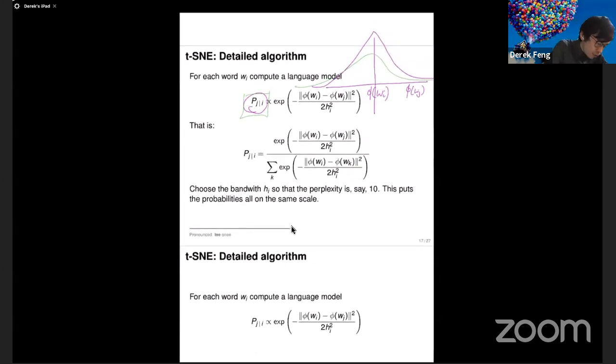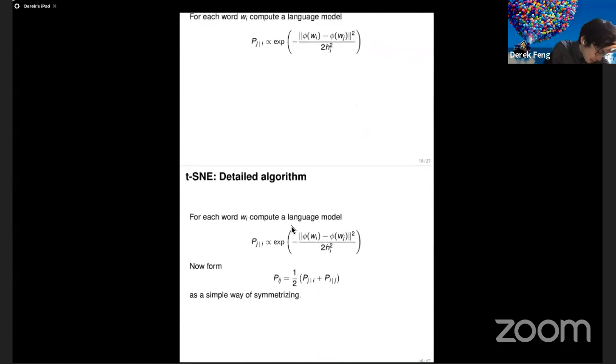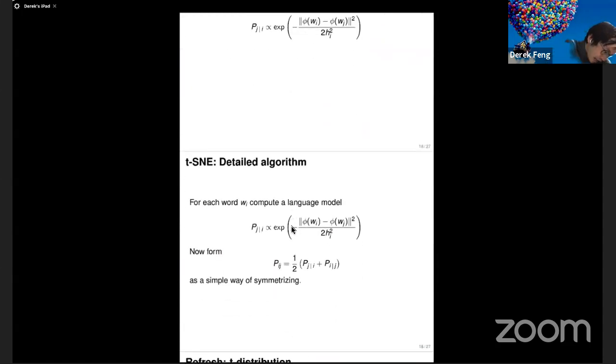Then what we're going to do is create Pij as a symmetric version of Pj given i and Pi given j. So what does that mean? Pij is a number, and it's indexed by ij. Intuitively, it's a measure of how close wi and wj are to each other. There's a reason why we don't just take the distance. I don't have time to explain that.